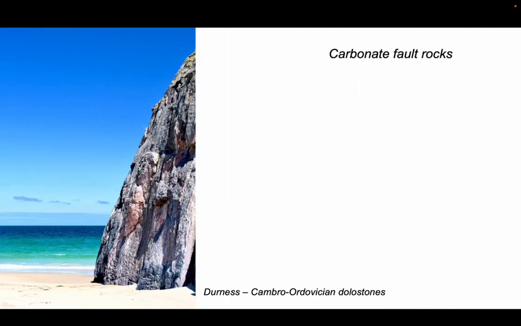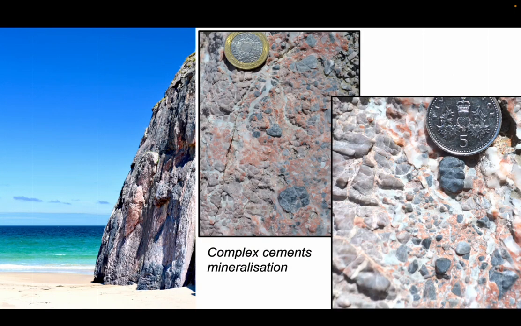Let's look at an example here from the north coast of Scotland, where dolostones have been faulted. That cliff is a fault scarp, and if we zoom in and have a look at it, we can see complex cataclasis and grain breaking, but also quite complicated cement histories picked out by those different colours. So mineralisation in the fault zone is a really big deal.